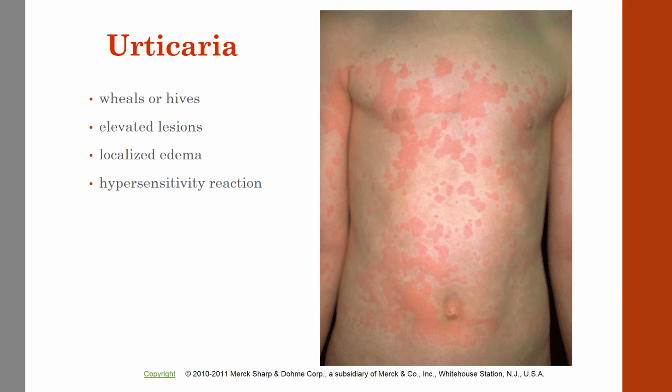So this is the pattern, and the redness, erythema, some edema, and it's localized edema. It won't be like edema from heart failure. It will be some raised redness and raised puffiness.